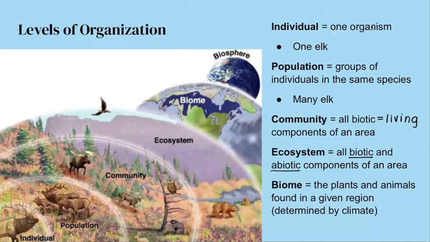Then after our ecosystem, we have our biome. We're going to talk a lot about biomes in the next two sections, but a biome is all the plants and animals found in a given region, and this is determined by climate. So climate is the average weather over time, so it's the average temperatures of an area and the average rainfall. The biggest section that we don't really need to define that much, but it's the biosphere. This is just the area of Earth that can support living things.